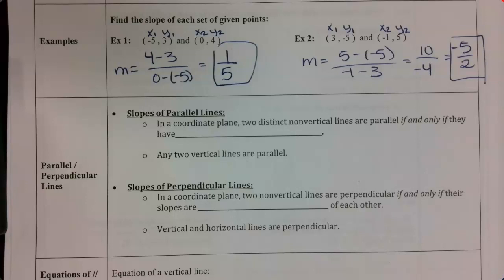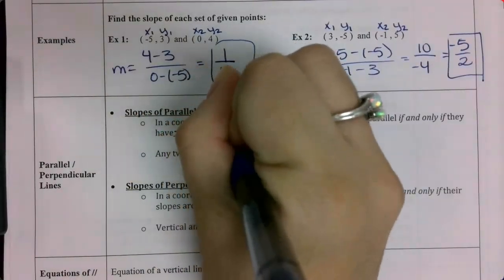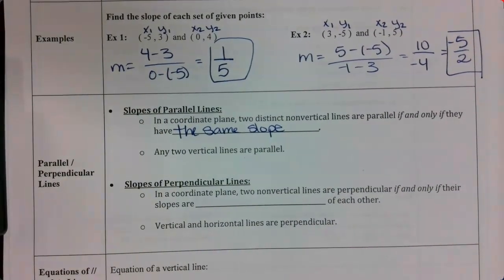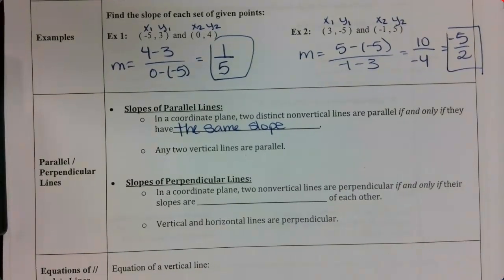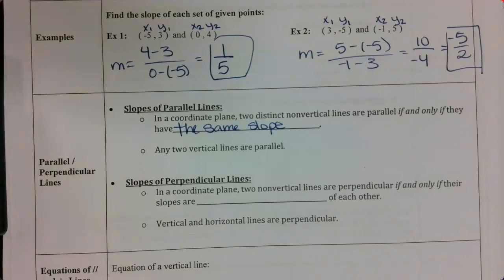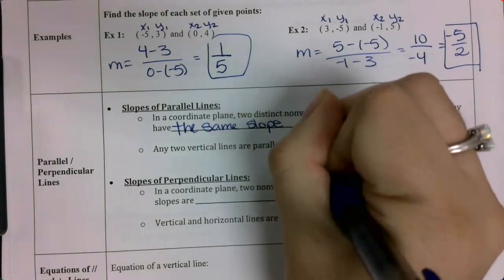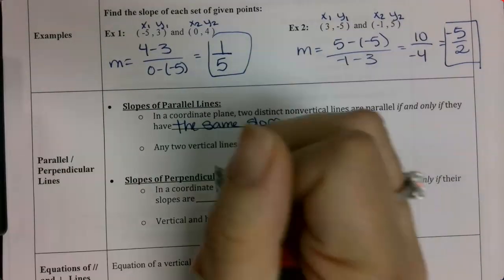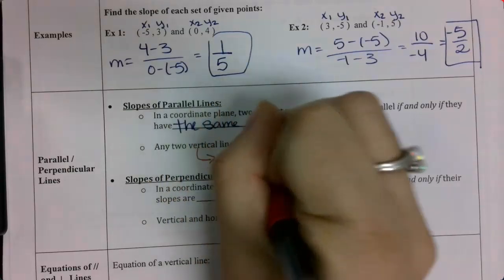In a coordinate plane, two distinct non-vertical lines are parallel if and only if they have the same slope. So any two vertical lines are parallel. So these are the lines that go up and down. Also, vertical lines have an undefined slope.